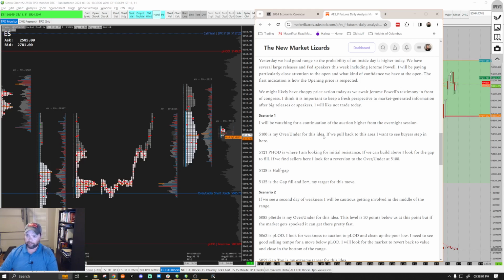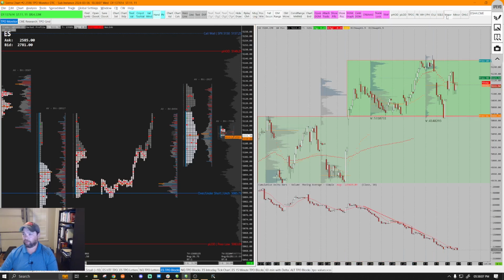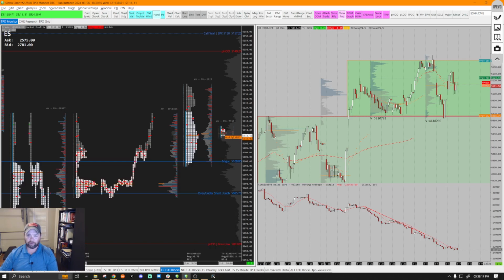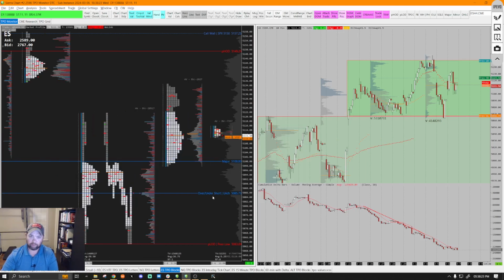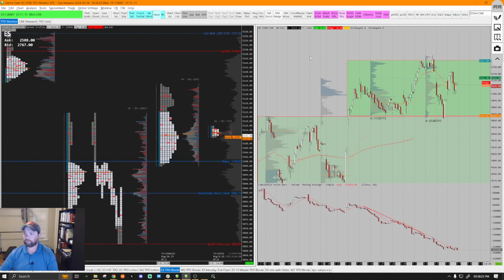5100 is my over and under for this idea. If we pull back to this area, I want to see buyers step in here. So let's just drop a line. I actually deleted all my lines. So 5100, and I'll show you the reason why I was watching this area. I'm going to go ahead and close out this overnight session now so that we can see the rest of the chart better.